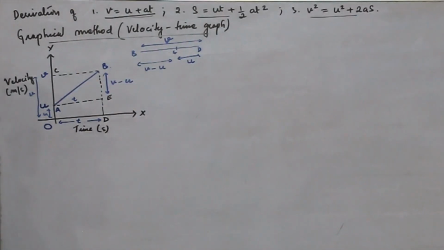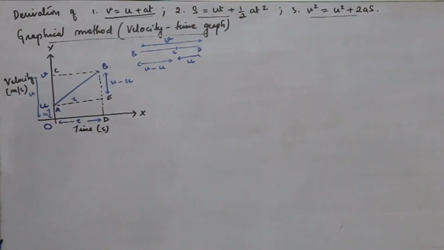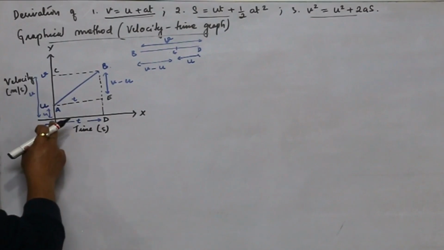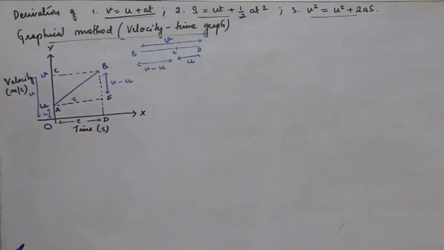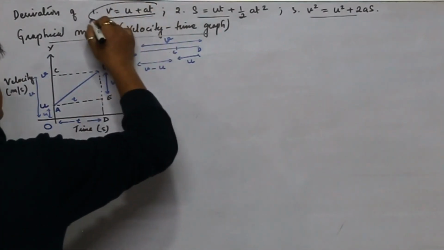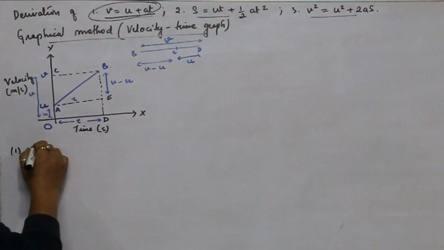With the velocity-time graph, we can determine the acceleration by finding the slope of the velocity-time line, which is AB. The slope of AB will give us the acceleration of the moving body. And also we can determine the displacement by finding the area enclosed between the velocity-time line and the time axis. First we have to derive this equation, v = u + at. So first one we'll do is 1.